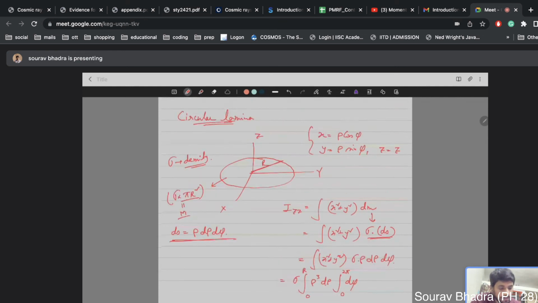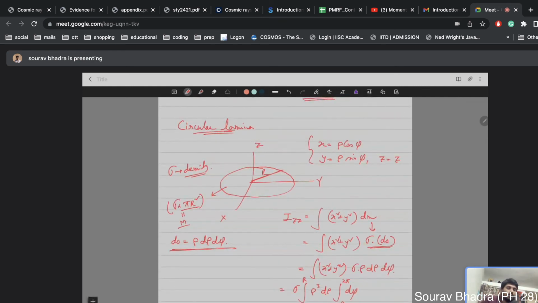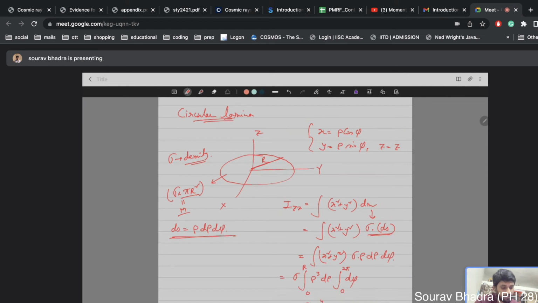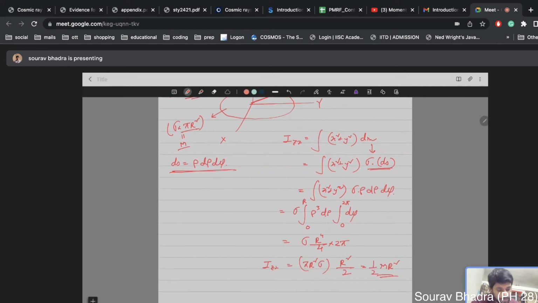So it is rotating around the perpendicular axis, I mean around that axis which is perpendicular to itself, because it is in the xy plane and z is perpendicular to the xy plane. So this will give you Izz.